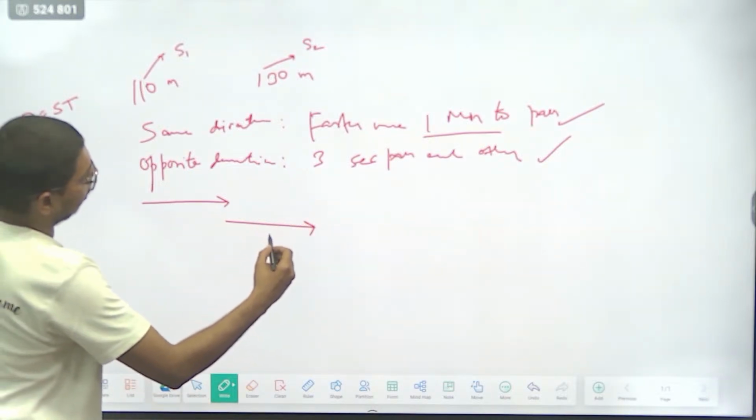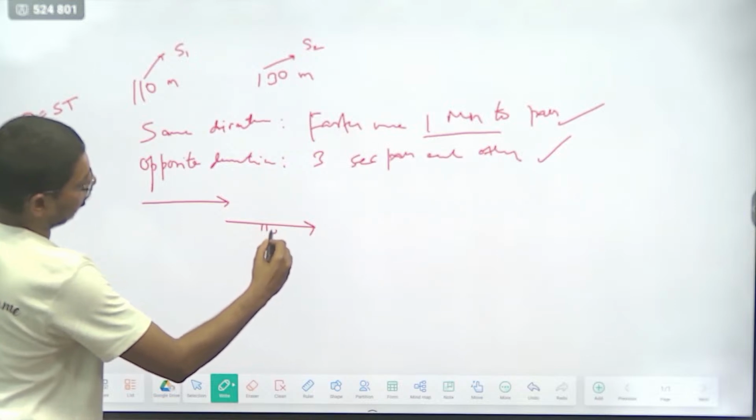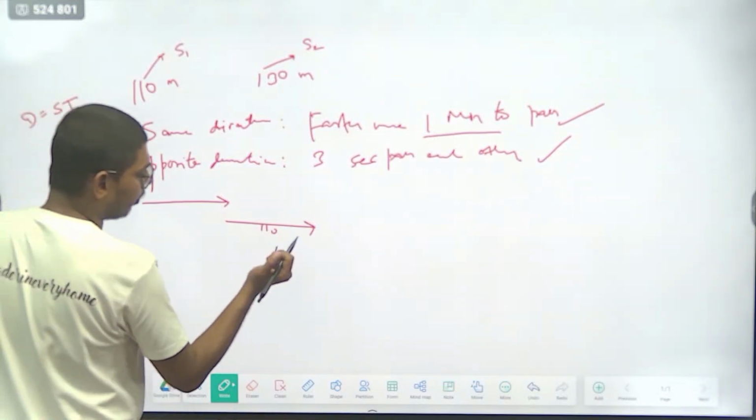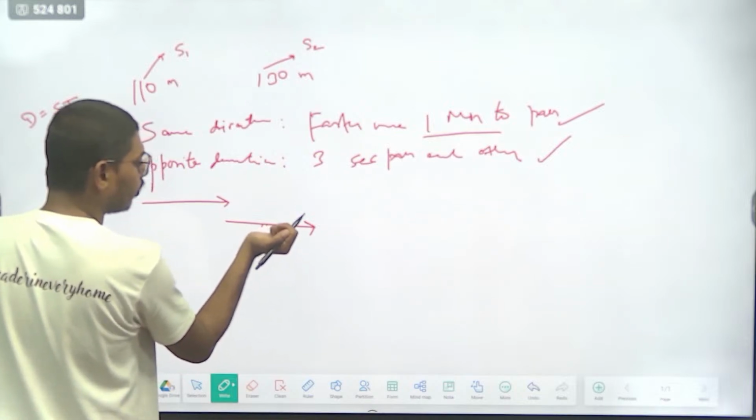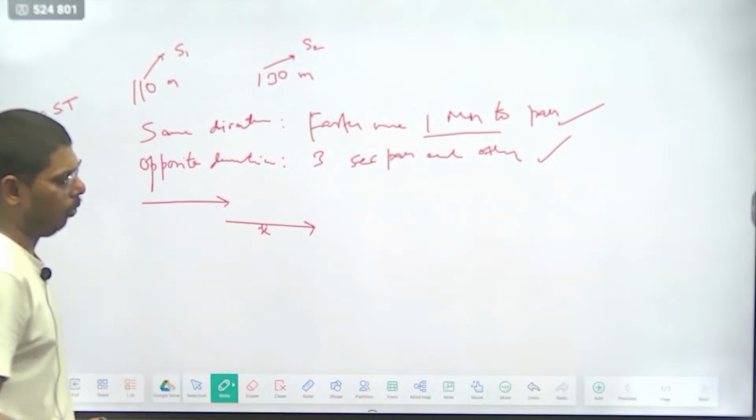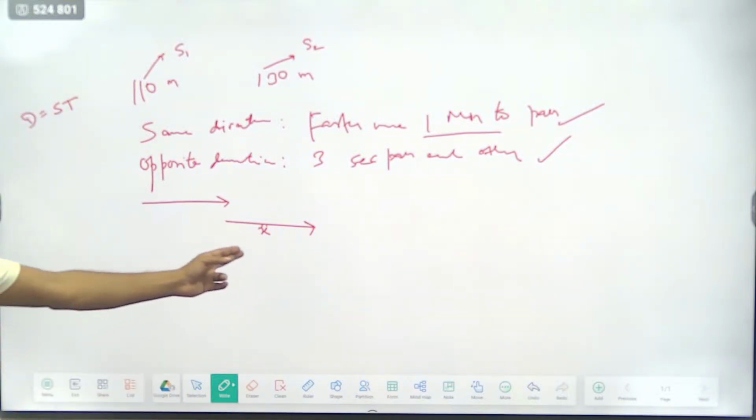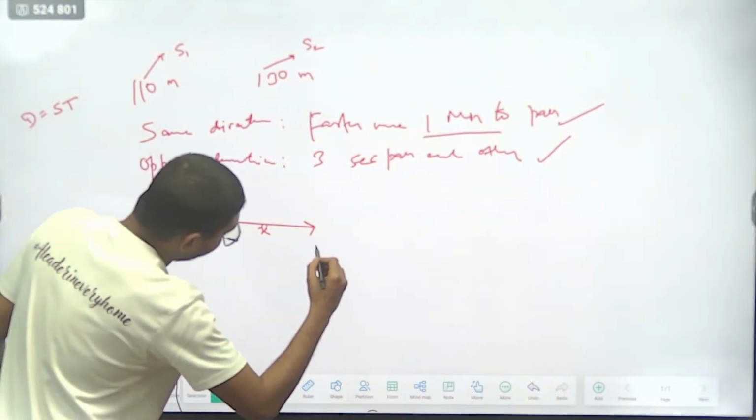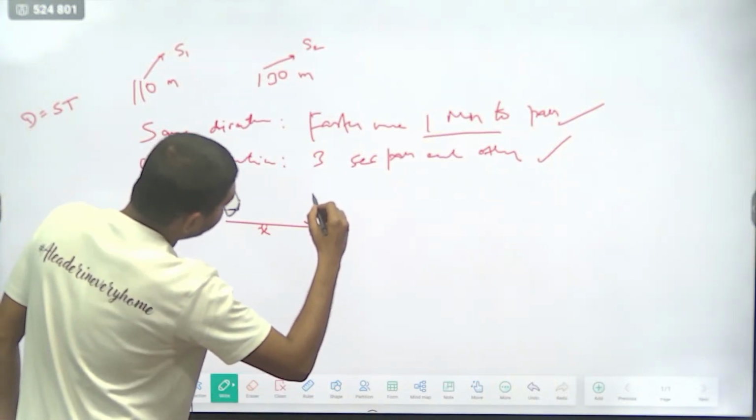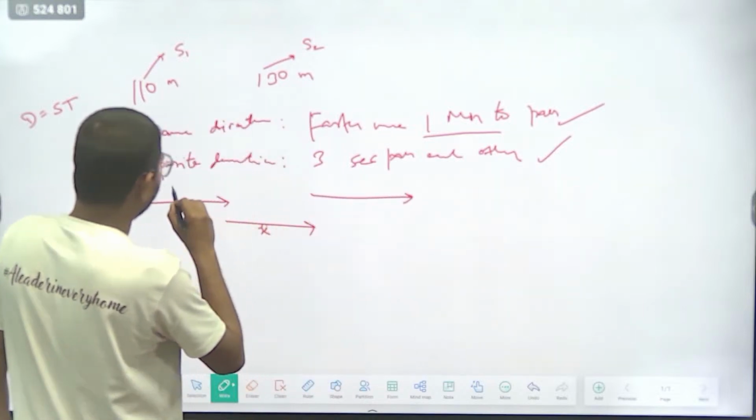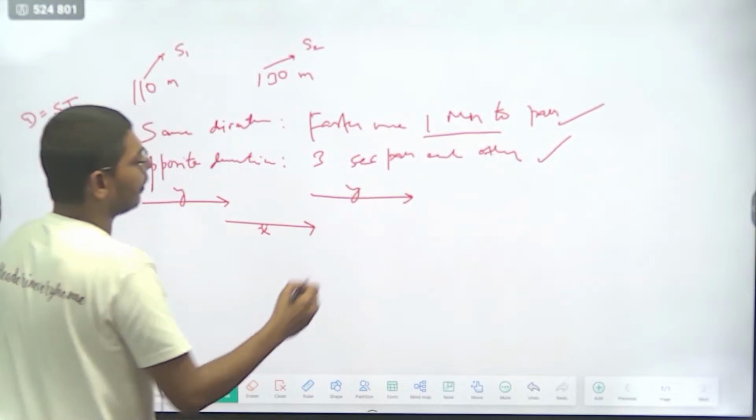Let's say the slower train is this 110. For example, I'm not saying that this is 110. Let's put some other number over here. This is x, for example. Now it has started crossing. This is the faster train. Now the faster train is, let's say, here. This is y.